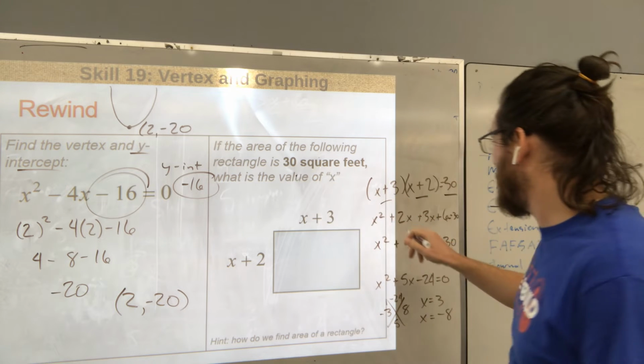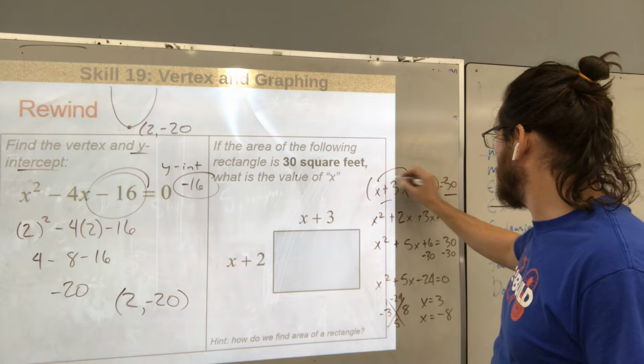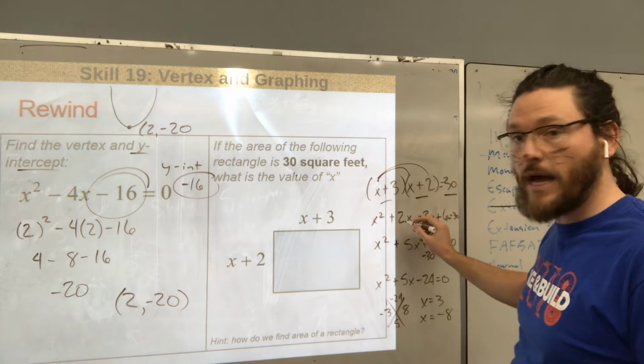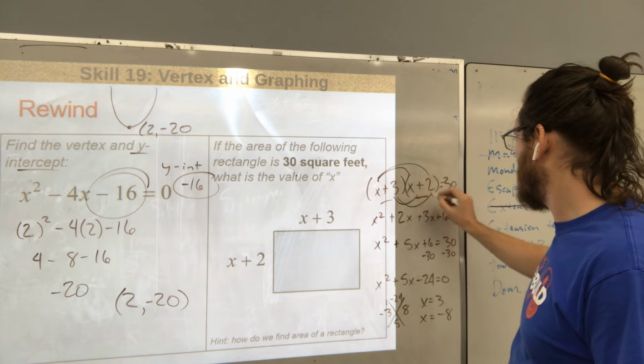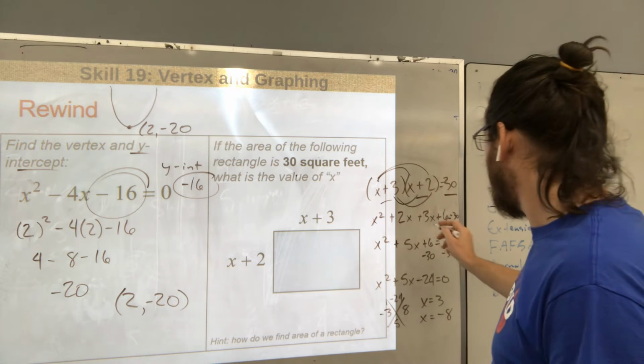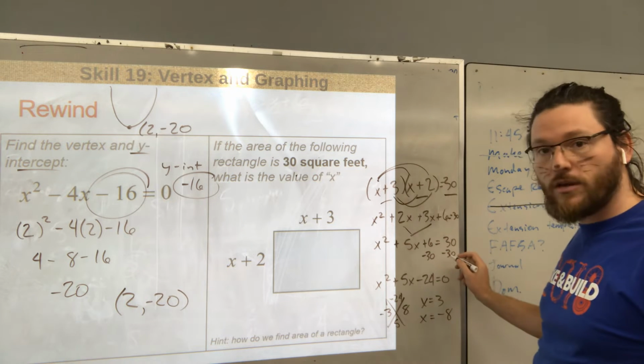Okay, so when I set that up, the base times the height equals 30. I'm going to have to distribute. X times x is x squared. X times 2 is 2x, right? 3x and 6. All that stuff put together. And then I have to do a little bit of work, combine my like terms right here to 5x, and then take away 30 on both sides.